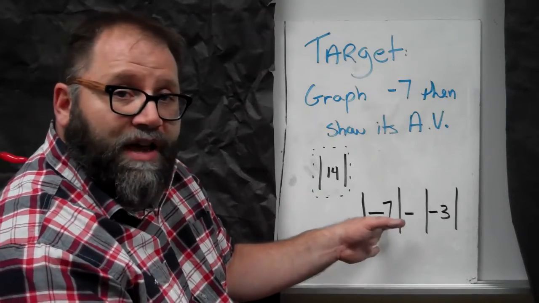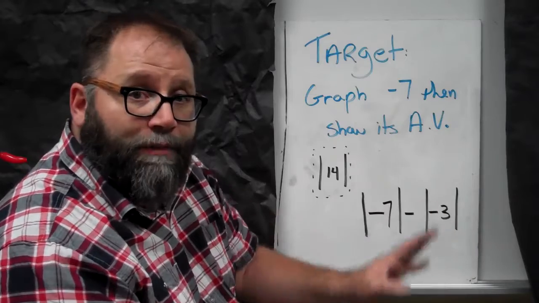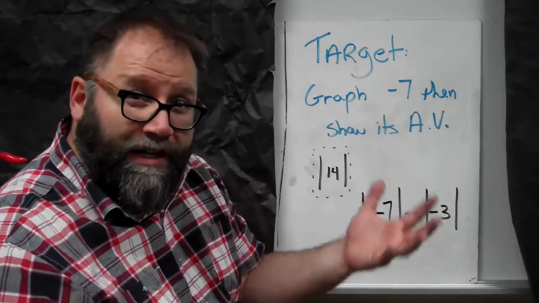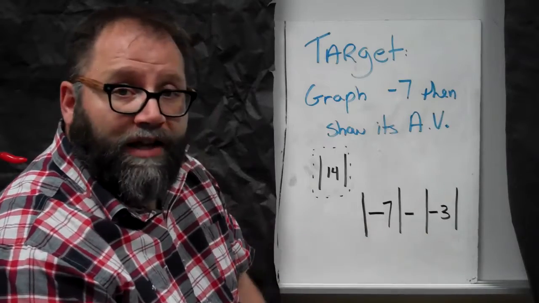The absolute value of the opposite of 7 minus the absolute value of the opposite of 3. That is really a lot of stuff there. Absolute value of negative 7 minus absolute value of negative 3.